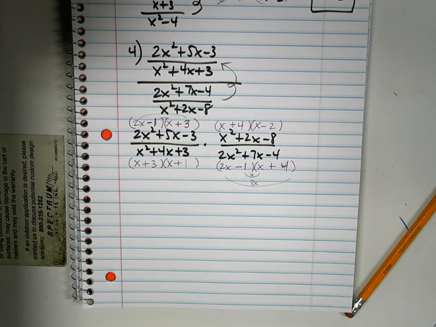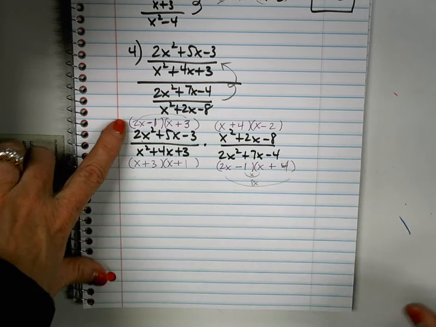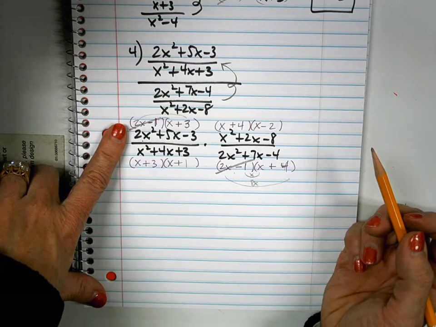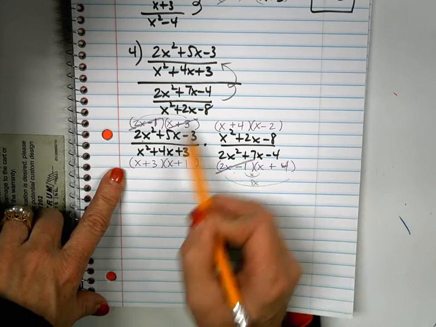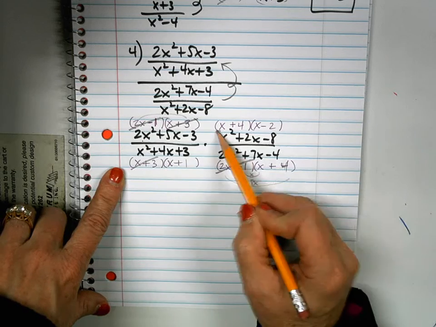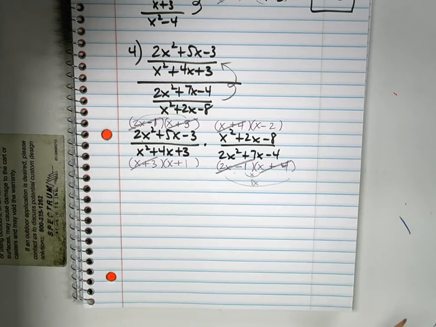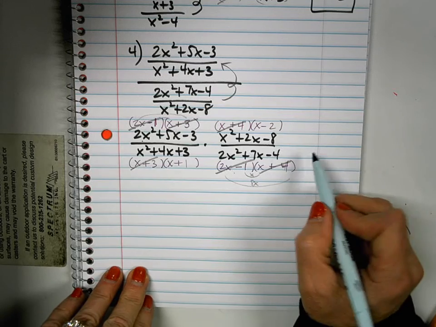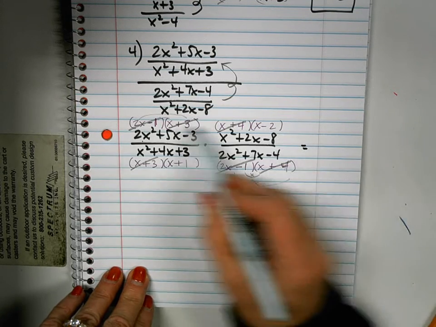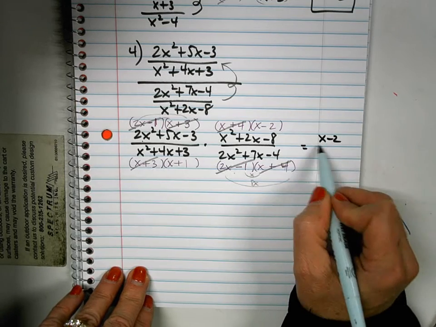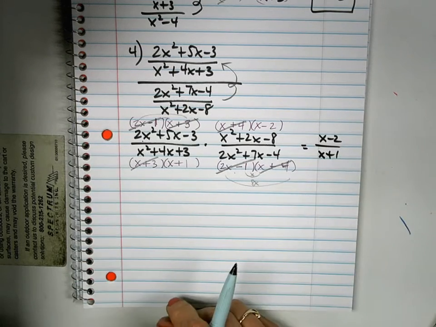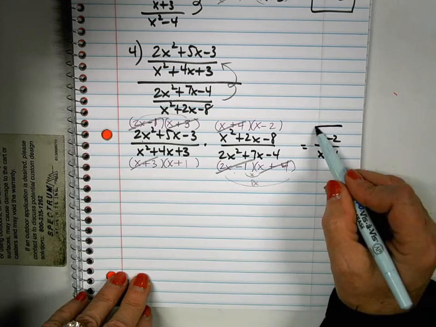All right, now let's see what can reduce. 2x minus 1s. It's kind of like a puzzle, huh? What else? x plus 3s can reduce. x plus 4s can reduce. Anything else? Nope, that's it. So on top, all we have left is x minus 2. On the bottom, all we have left is x plus 1. Can I reduce those x's? No. They're tied together.